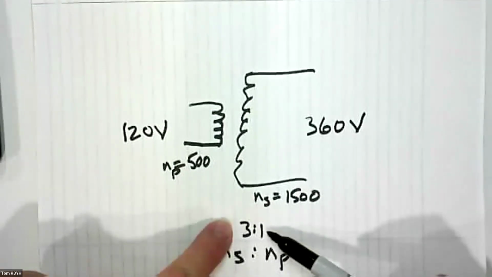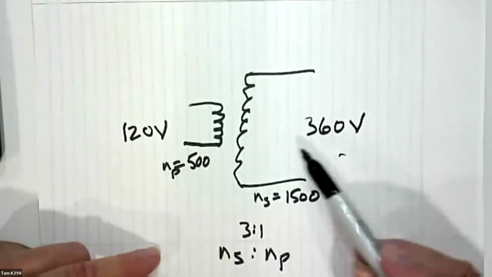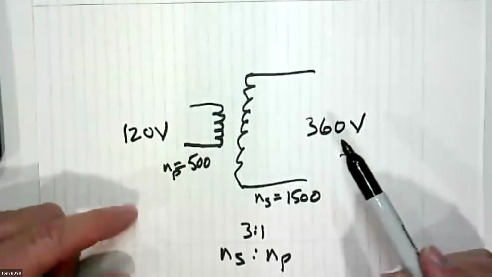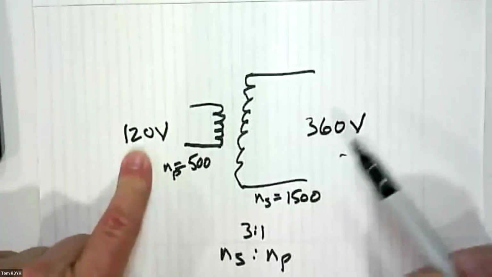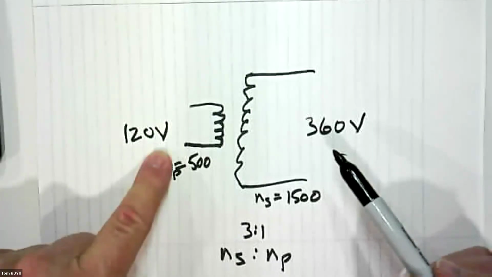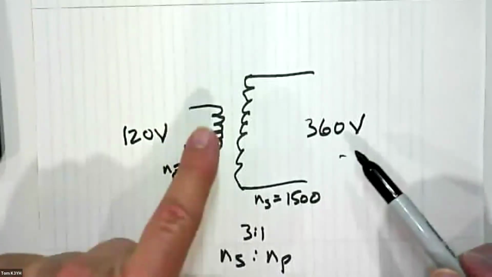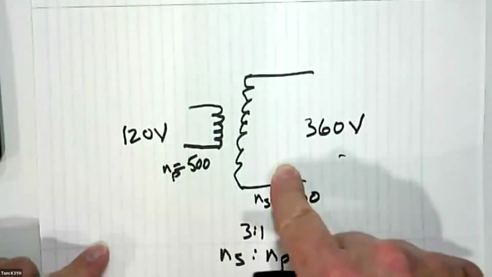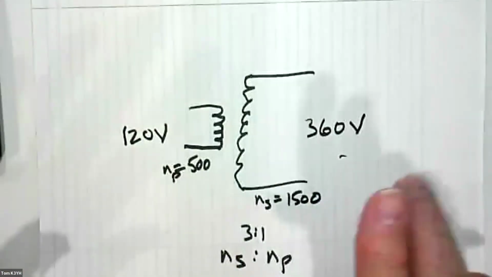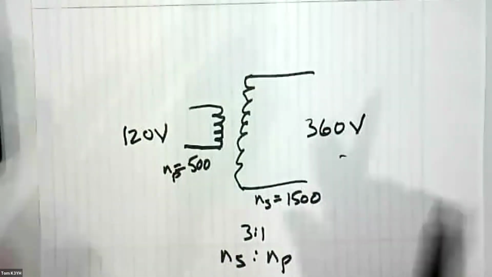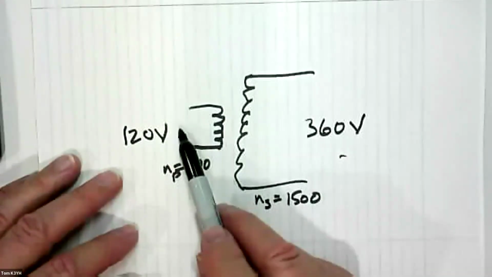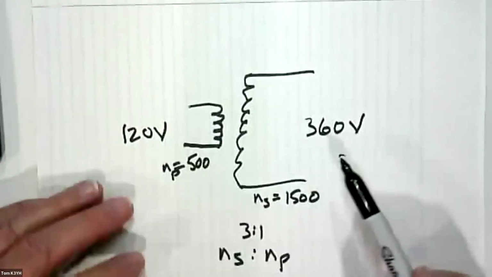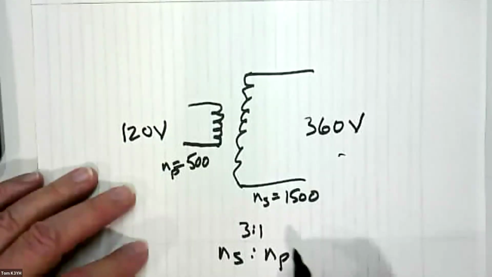So the turns ratio is 3-to-1. The voltage ratio is 3-to-1. Just as an aside, the current ratio will be the opposite because theoretically you have the same power on each side of the transformer. So if there's 3 times the voltage, then on this side there's only 1/3 the current. They don't ask you that anywhere, but conceptually you should know that the amount of power is the same. So the E times I has to be the same on both sides. Okay, so that's your answer.